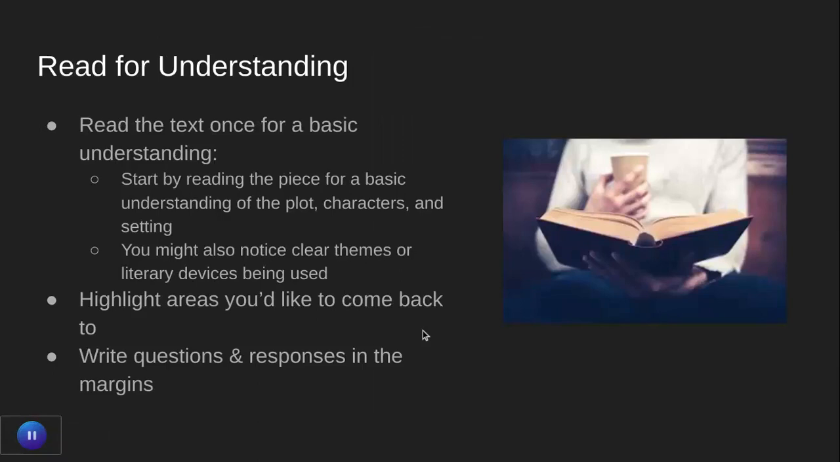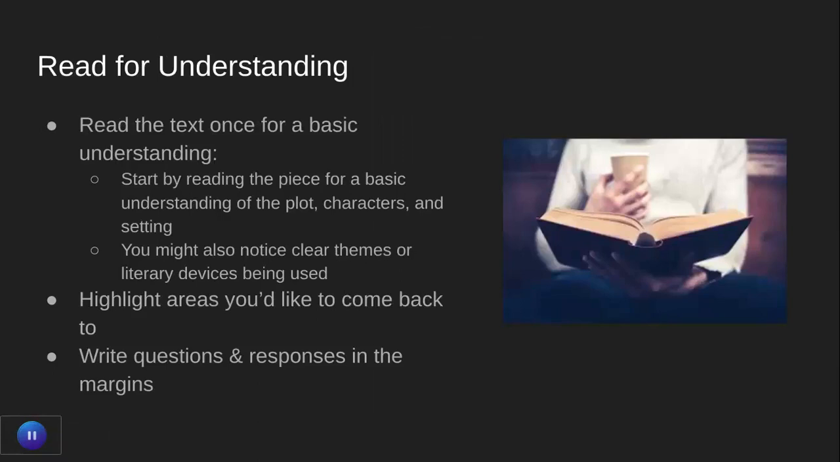Once you've done your pre-reading, the next step is to read for understanding. I would encourage you to read or listen to the text once, just for a basic understanding. We want to understand things like the plot, the characters, and the setting just on the surface level. You might also notice some clear themes or literary devices at this point, and that's great.